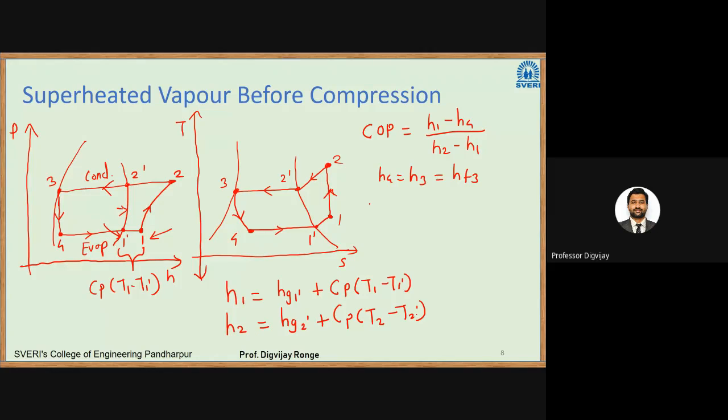Furthermore, the question arises how to calculate T2 and T1. You can calculate this by assuming that the compression process is isentropic, that entropy remains constant during 1 to 2. That will be a different scenario. When solving the examples, we will come to know how we calculate these enthalpy values. To calculate the enthalpy values H1 and H2, we need the temperature values at 1 and 2, and we can calculate those by assuming that the compression process is isentropic.